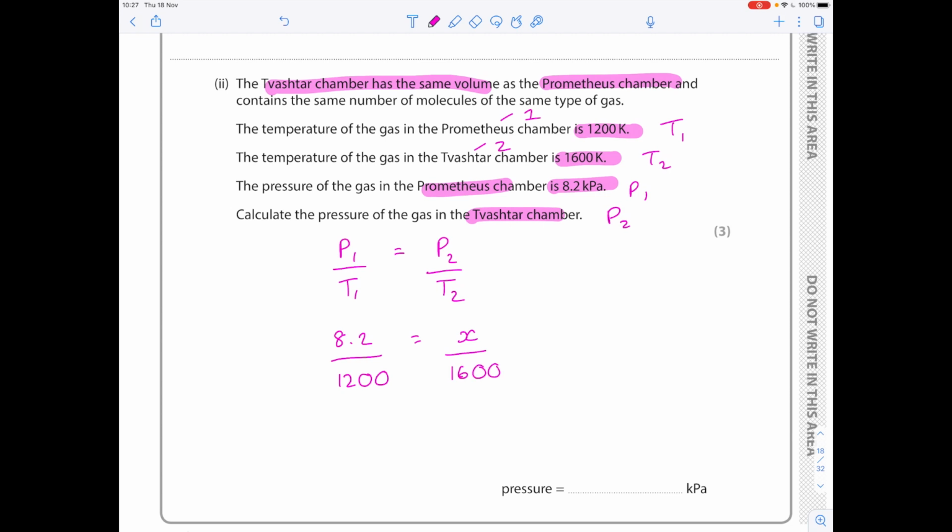So multiply both sides by 1600 to get x by itself. So that becomes 10.9.